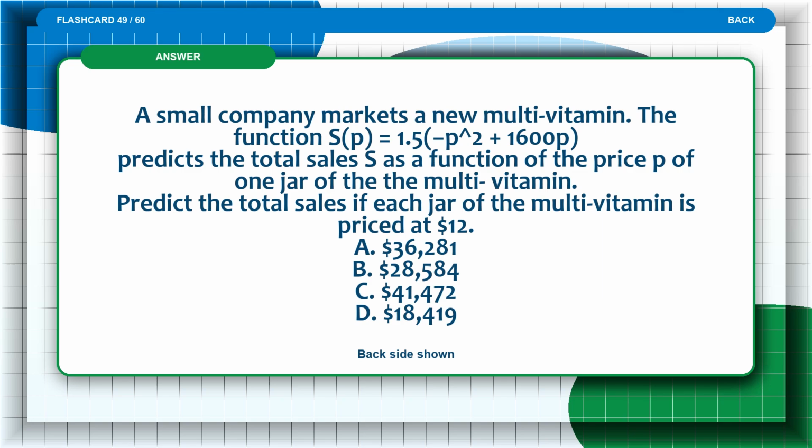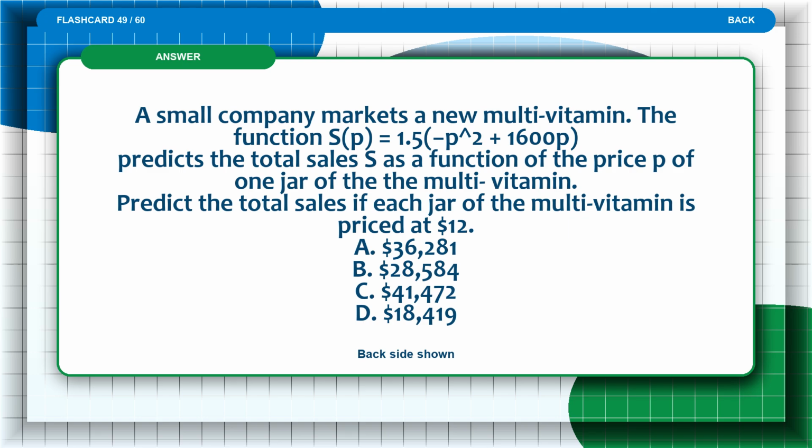The answer is, a small company markets a new multivitamin. The function S(P) equals 1.5 minus P² plus 1600P predicts the total sales S as a function of the price P of one jar of the multivitamin. Predict the total sales if each jar of the multivitamin is priced at $12.